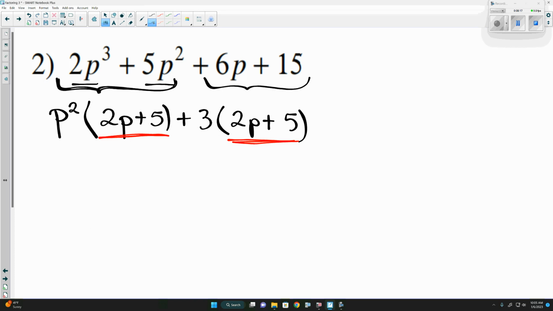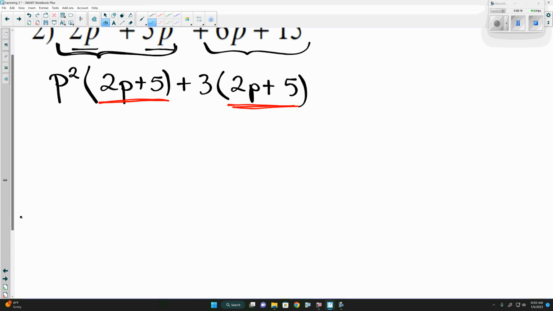Because what we can do now is greatest common factor again, but this time what I'm factoring out of both of them is the 2p plus 5. We're very used to it being a single term, but it doesn't have to be. It can be an expression. So we can factor the 2p plus 5 out of both. We can divide it out of both.